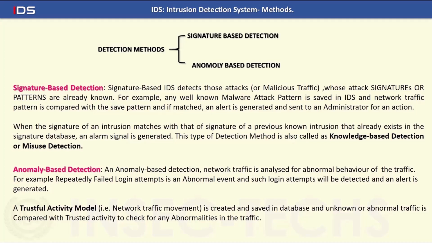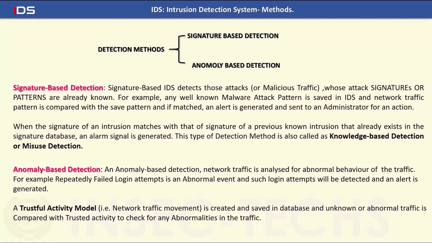And when it comes to anomaly based detection, network traffic is analyzed by the IDS software for abnormal behavior in the traffic. For example, you have a web server or any server in which you need to authenticate using your username and password. If the IDS detects repeatedly failed login attempts, this would be understood as abnormal activity. And when such activity is found on a network, an alert is generated and sent to the administrator.